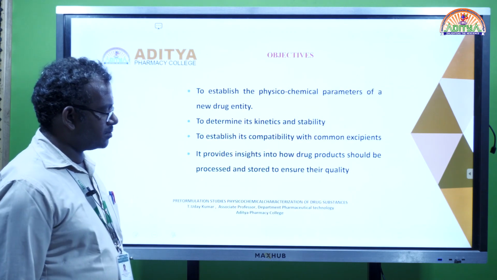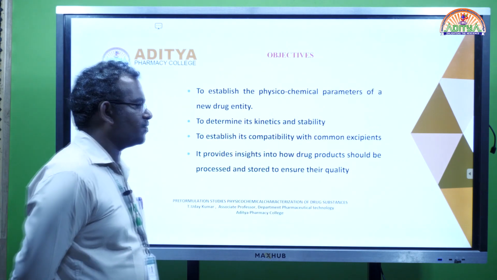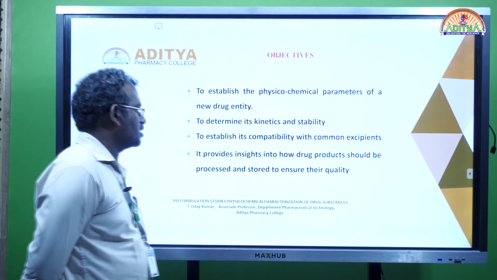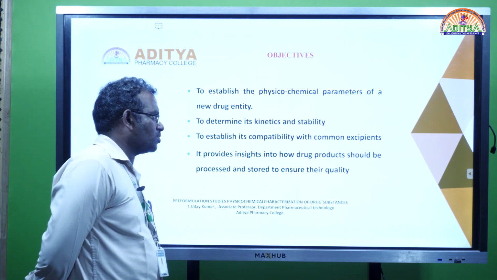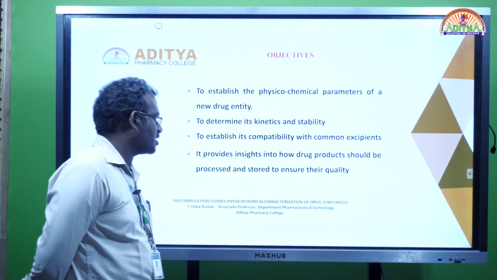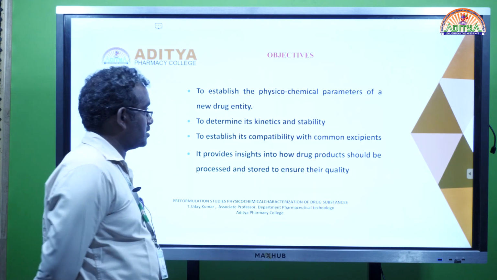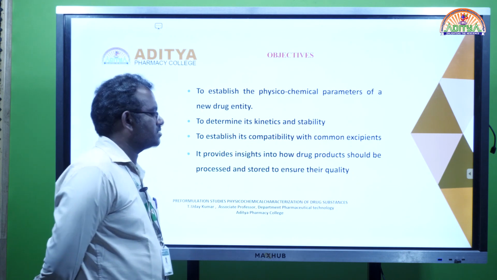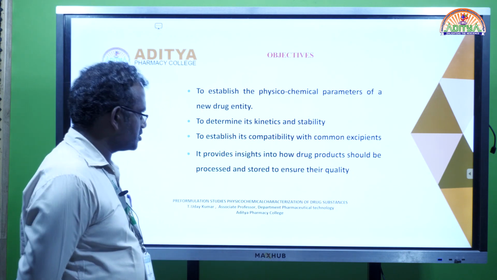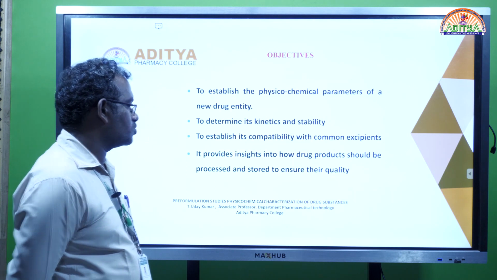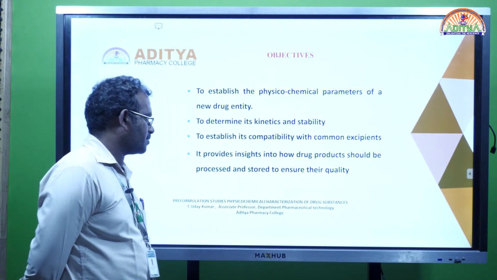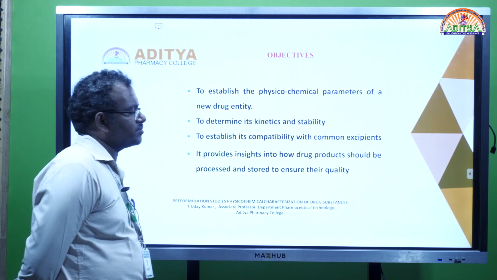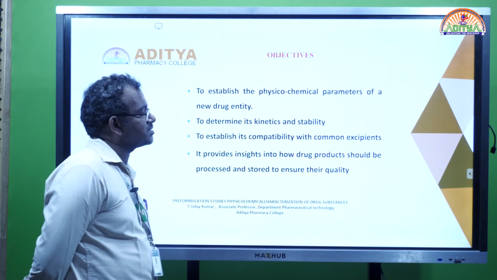Coming to the objectives of pre-formulation studies: first, to establish the physico-chemical parameters of a new drug entity. As I already said, we study the various physico-chemical parameters of a new drug substance or API. And apart from that, second, to determine its kinetics.